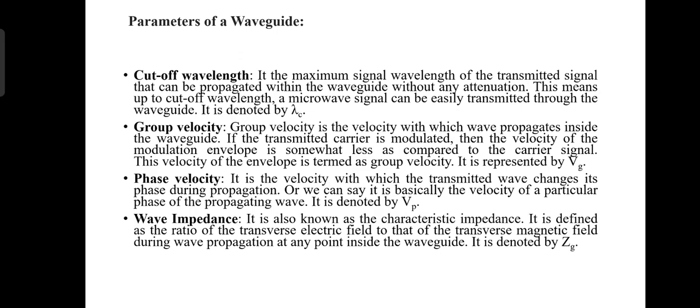Parameters of a waveguide. Cutoff wavelength. It is the maximum signal wavelength of the transmitted signal that can be propagated within the waveguide without any attenuation. This means up to cutoff wavelength, a microwave signal can be easily transmitted through the waveguide. It is denoted by lambda c.